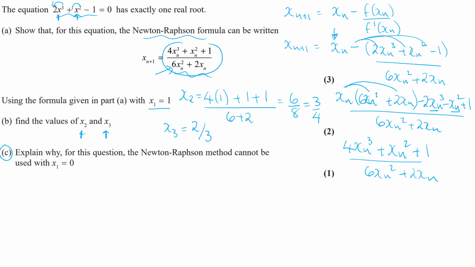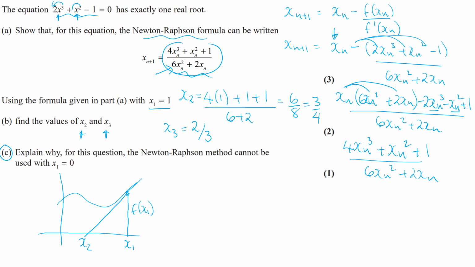So part C, explain why for this question the Newton Raphson method cannot be used with x1 equal to 0. Now just to explain what's going on with the Newton Raphson formula, when you've got some curve and you're approximating for the root, say we thought the root was here, you draw a tangent to the curve, and what you are doing is finding here, this is f of x1 because this is our approximation here.